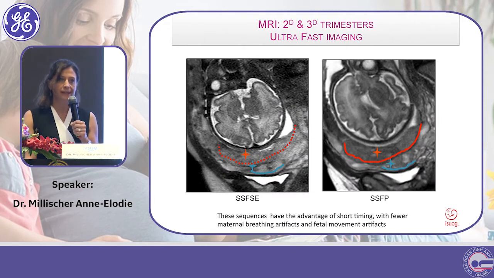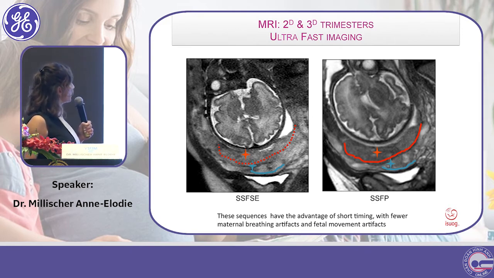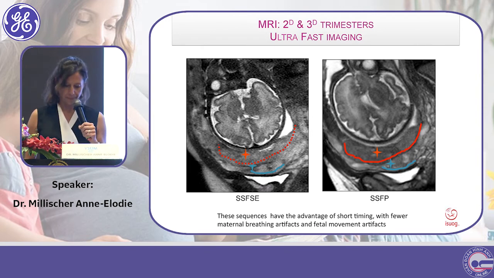Another advantage is that placental MRI offers a good differentiation between the placenta and the myometrium, as you can see on this slide with this border underlying the placenta.